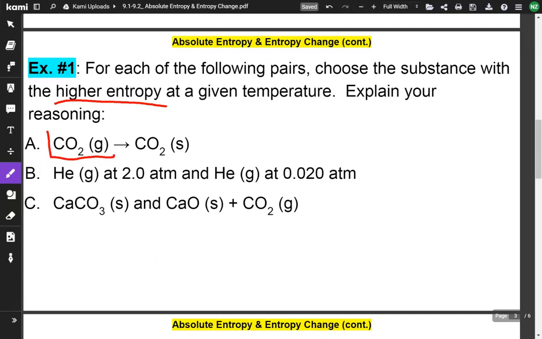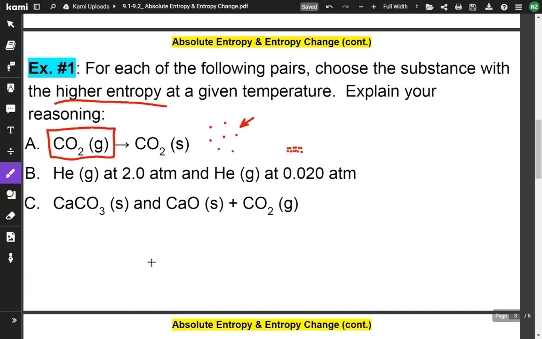So for A, it's going to be in the gaseous state. When we have things that are gases, that means the particles are going to be spread further apart. So there isn't really any order to that. They're all kind of spread apart and they're moving around. Whereas when they're a solid, the particles are really close together, everything's arranged nice and neat. So we have more disorder here than when we're in a solid.